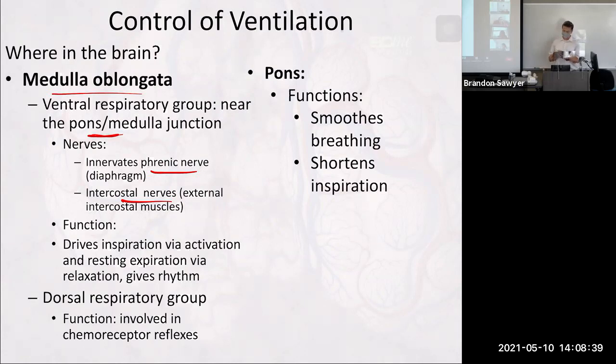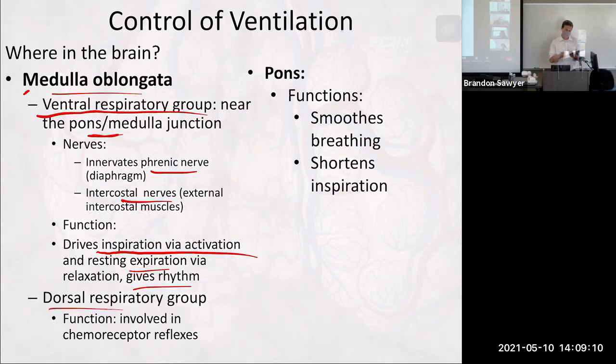Okay. So the function of this part of the medulla, the VRG, the ventral respiratory group, is it's really what drives inspiration by activating those muscles, by activating the diaphragm and the external intercostal muscles. It also gives some rhythm to breathing, and drives expiration just by causing those muscles to relax, because that's what we said. Resting expiration is simply those muscles relaxing.